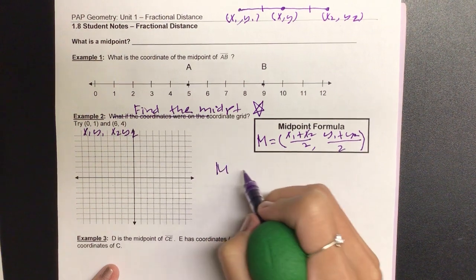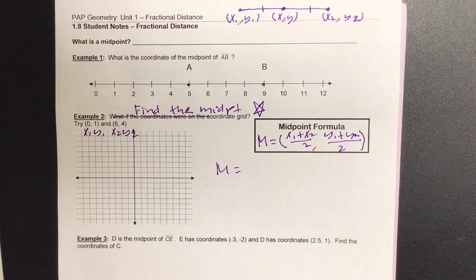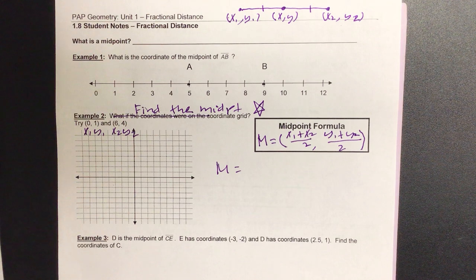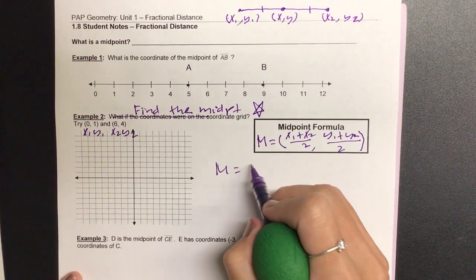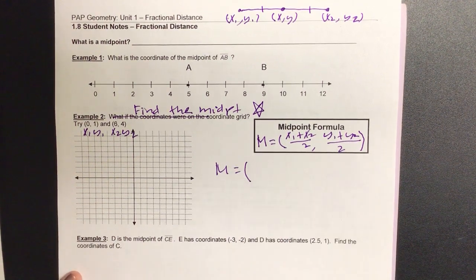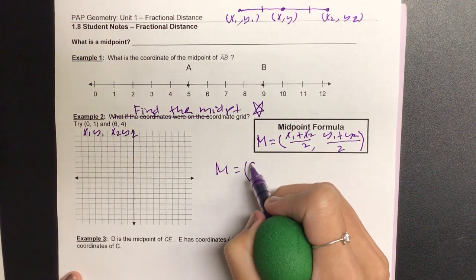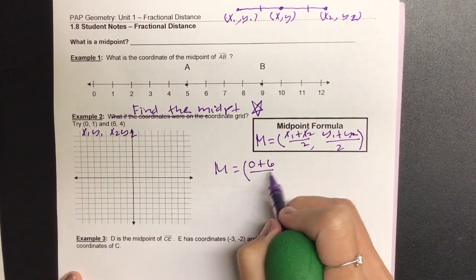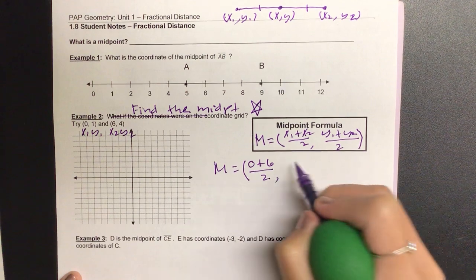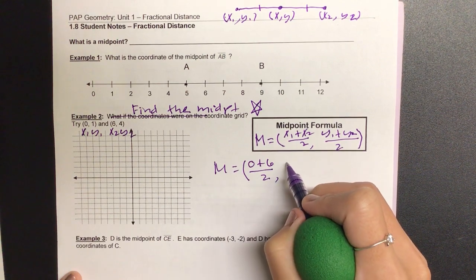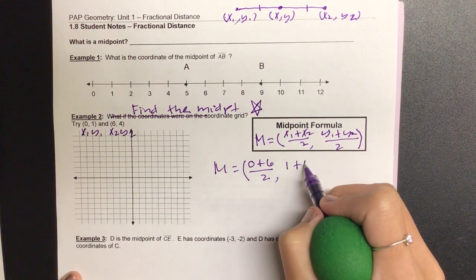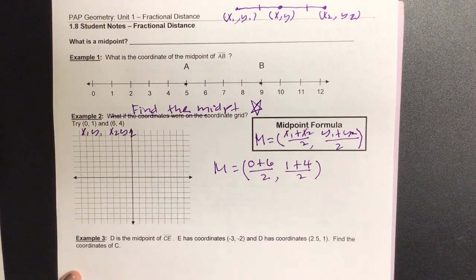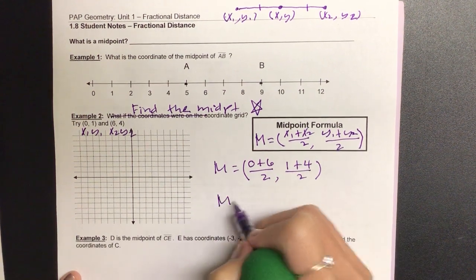One thing that you have to do on your test, for every formula you use, you have to write out the formula every single time, so I can give you partial credit. Everyone clear on that? Okay? So let's go ahead and write in. What is going to replace x1? 0. Plus, what about x2? 6 divided by 2. What about y1? 1. Plus the y2 is? 4 divided by 2.